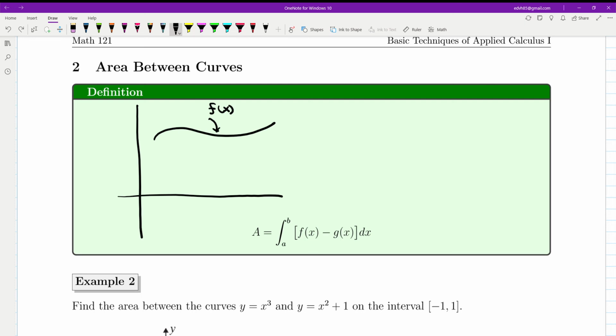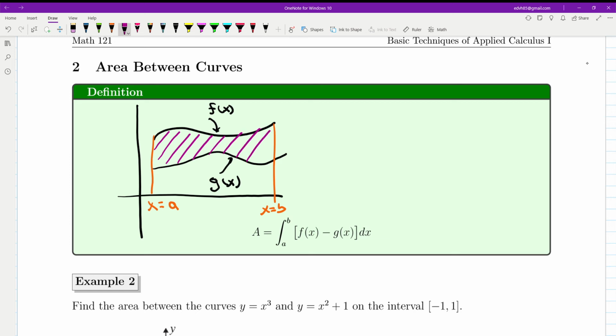Now, like this. And that goes from x equals a to x equals b. But in this case, we want to calculate the area between two curves within the limits of integration. Okay, it looks like a 9. Let me make it look like an a. And we want this area in between.